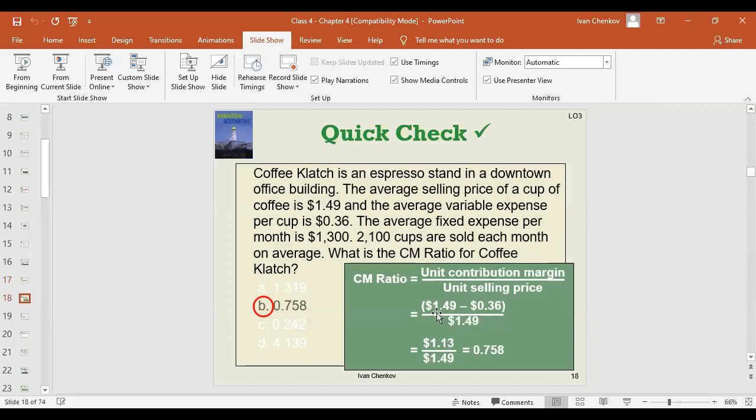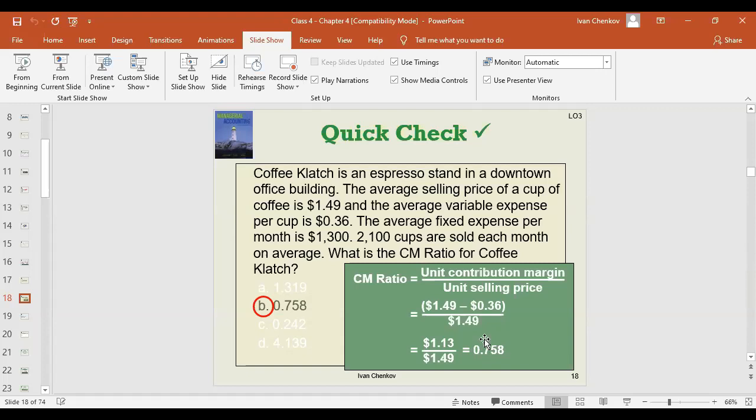So how do you calculate it? 1.49 minus 0.36 divided by 1.49 is 0.758, or 75.8%. That's your contribution margin ratio. How many of you get it? I got it. You got it? Yep. That's it, 1 person out of 30 people. No, I don't get it.